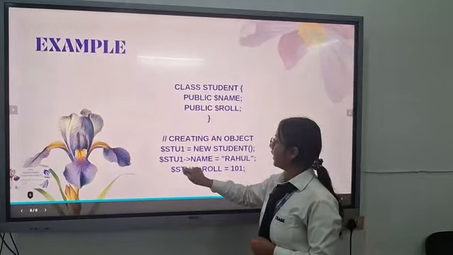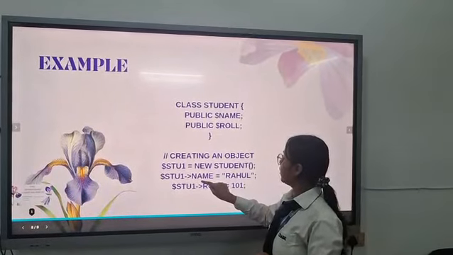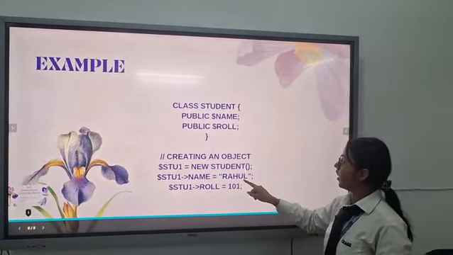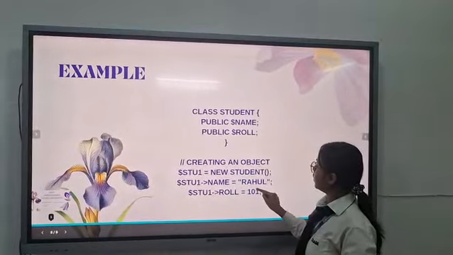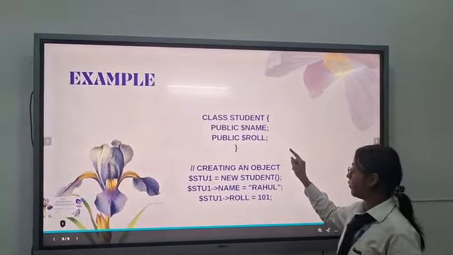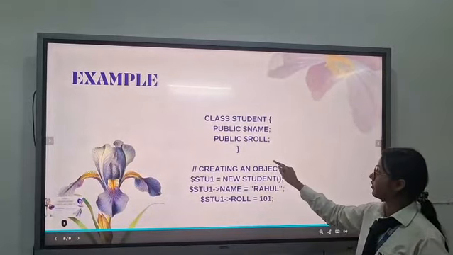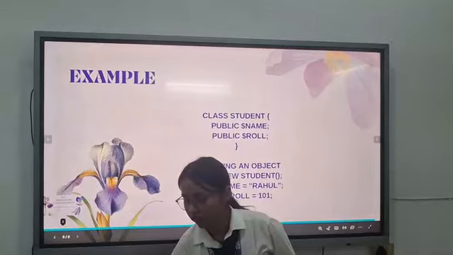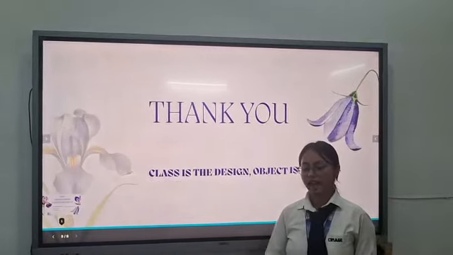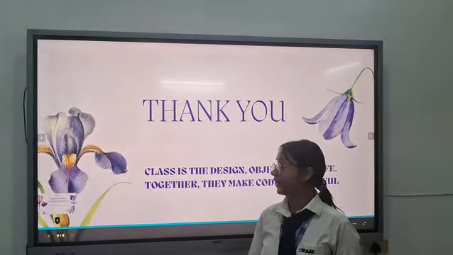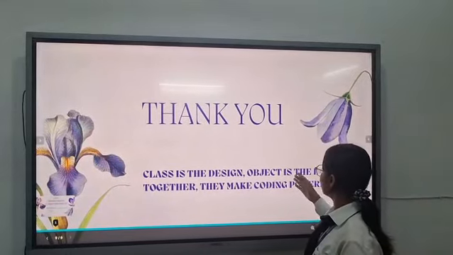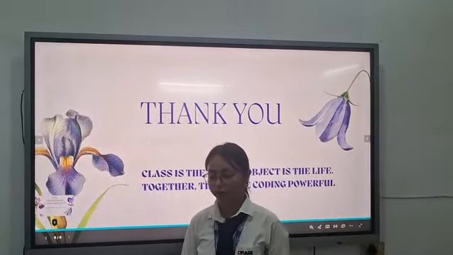Now here in stu1 name, I have defined the name Rahul, and in the place of roll number, I have defined 101. So here we can use class and object. So we can say that class is the design and object is the life. Together they make our coding more powerful.